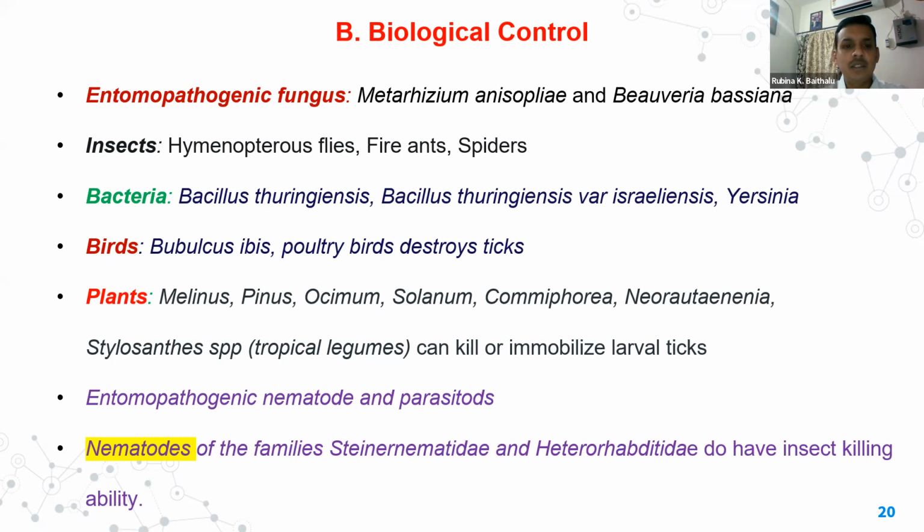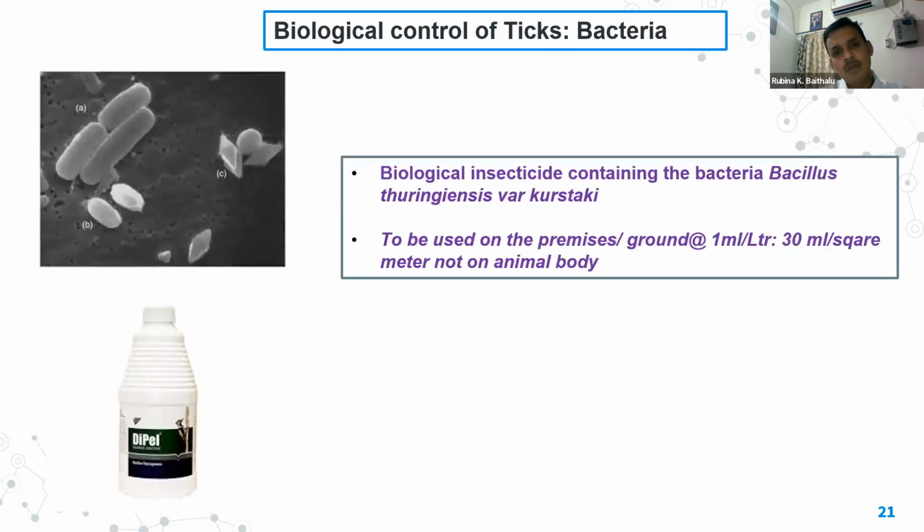Certain leguminous plants are also used for the control of the larval population of ticks, because they can kill or immobilize the larval stages, like Melinus, Pinus, Ocimum, Solanum. These are all leguminous plants. Then certain entomopathogenic nematodes and parasitoids are also used. I'm giving one very good example of the biological control of ticks. These are already available in the market.